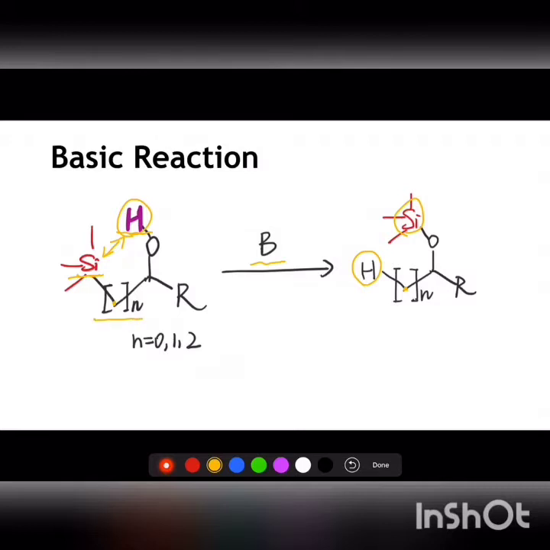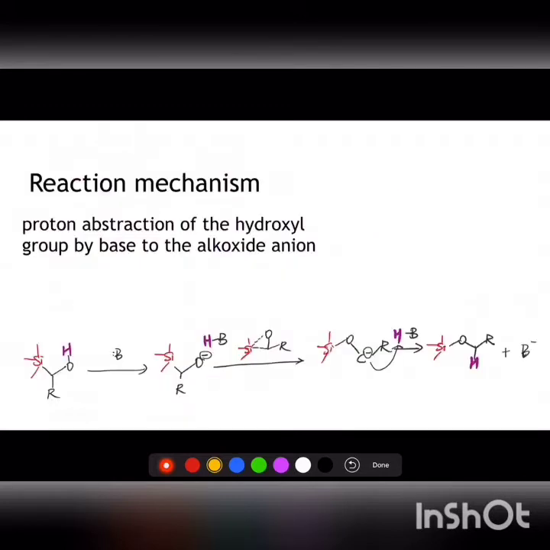And there's an n beside it. The n shows the number of carbon atoms. So you can have 0 carbon atoms, or 1 or 2. That depends on what your starting material is, right? So let's move on and have a look at the reaction mechanism.